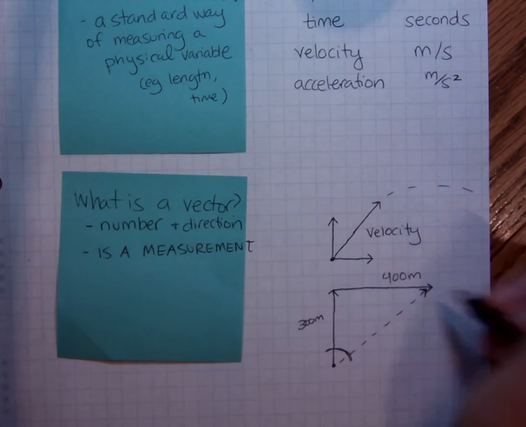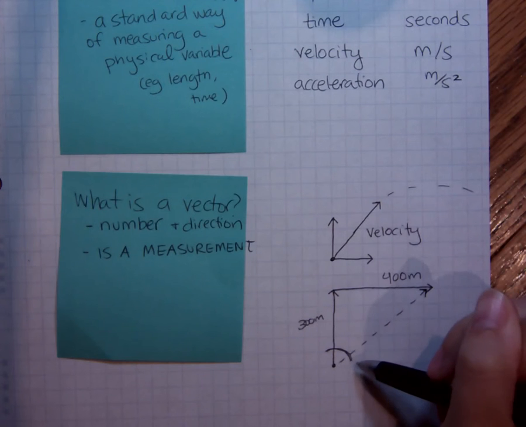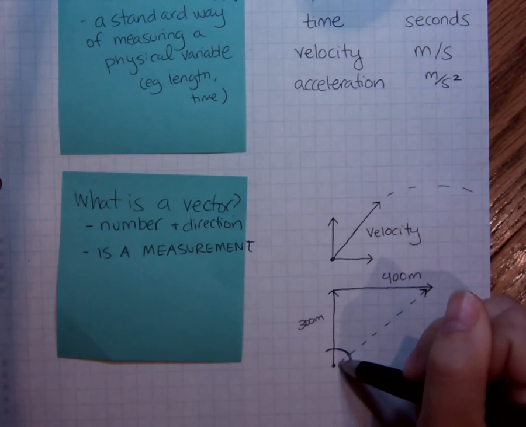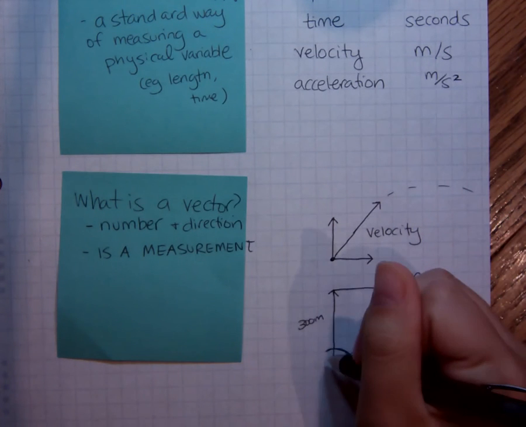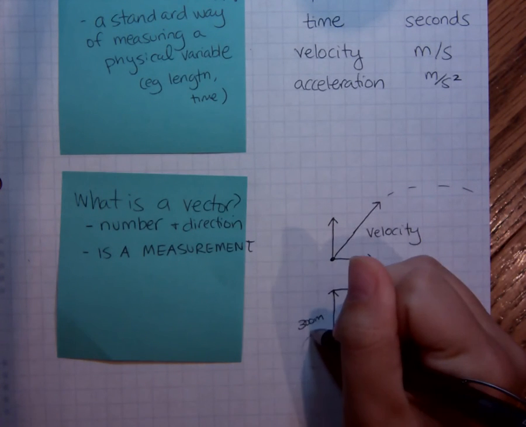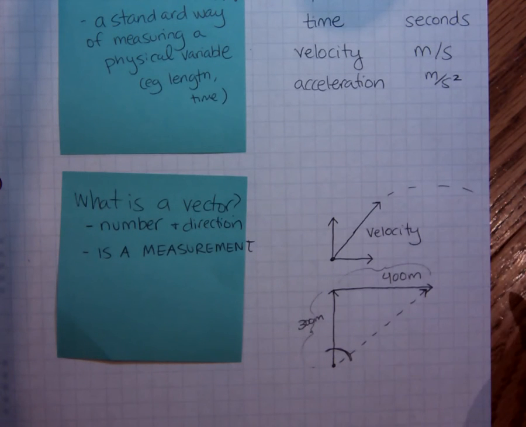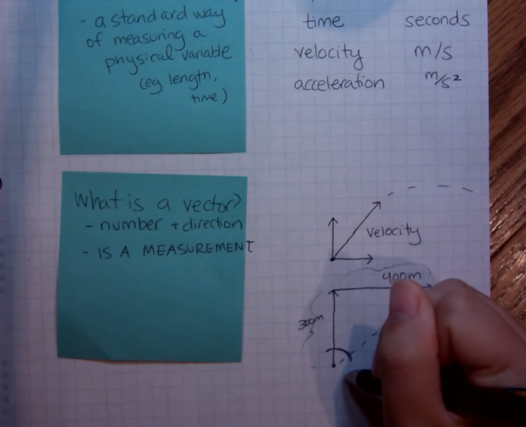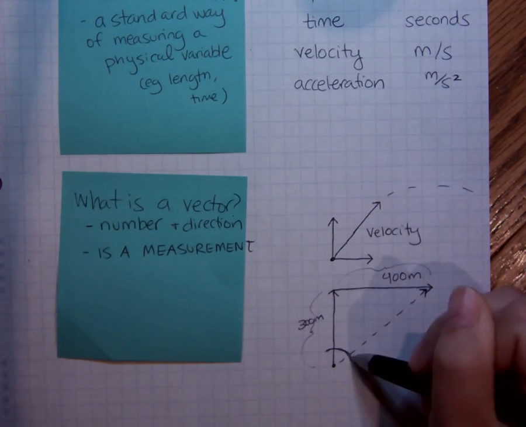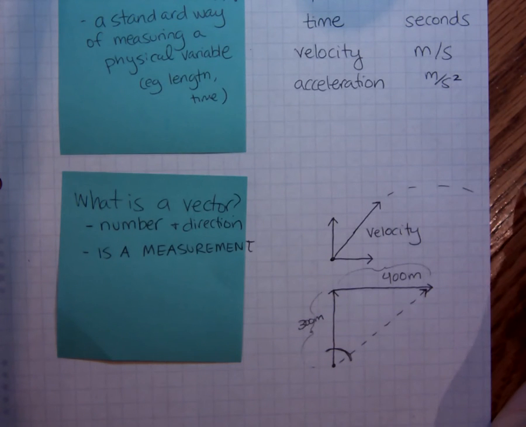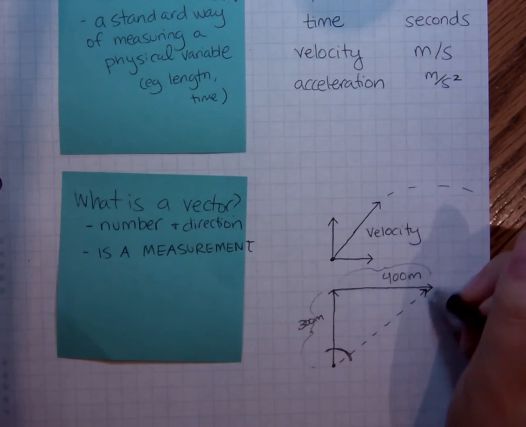Let me modify my definition of displacement. Displacement tells you how far you are away from where you started and in what direction you traveled. So my distance, again, is going to be this whole big long thing right here, plus this big long thing right here. But I'm not interested in talking about that. I'm interested in talking about displacement, which tells me how far I am from where I started and in what direction. And those two things make a vector.